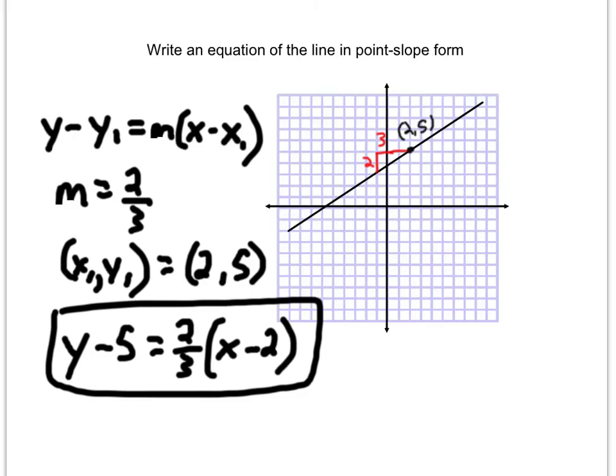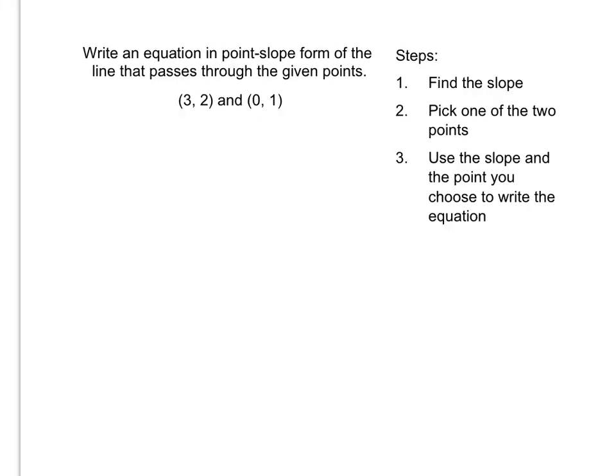Alright? Let's go on to another example. This example says we're going to write an equation in point-slope form when we're given these 2 points. Well, point-slope form implies that to write that form we need at least a point and the slope. Our problem here is we have 2 points and no slope. So our first step is going to be to find the slope.